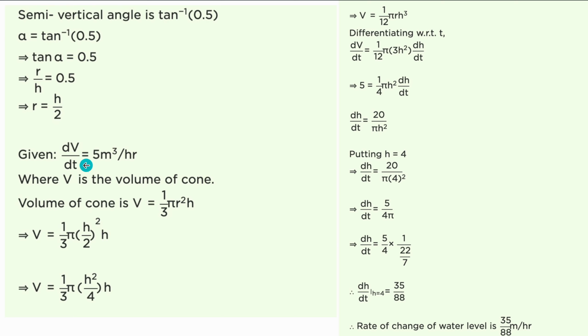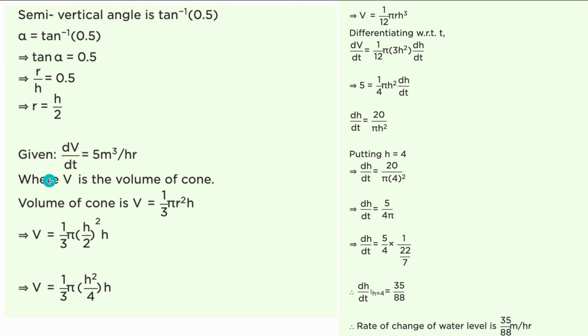Now it has also been given to us that the volume is changing with respect to time as 5 meter cube per hour. Here V is the volume of the cone, and volume of the cone we know is 1 by 3 pi r square h. When we substitute the value of radius in terms of h, we get the volume only in terms of h. Then finally we differentiate with respect to t, and we get this, that is 5 is equal to 1 by 4 pi h square dh by dt. Now dh by dt is equal to 20 upon pi h square.